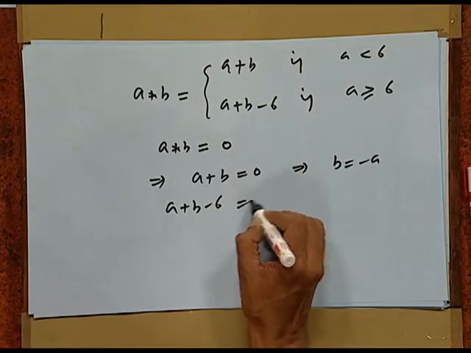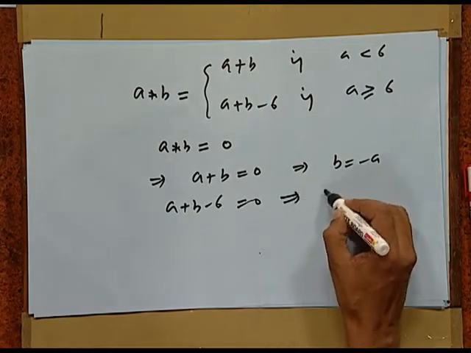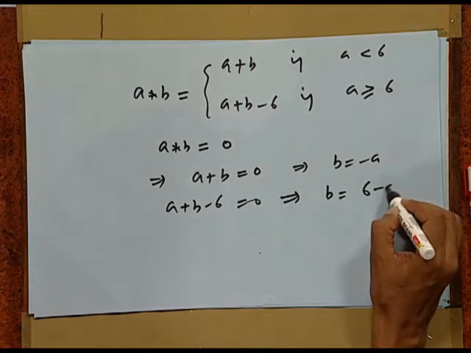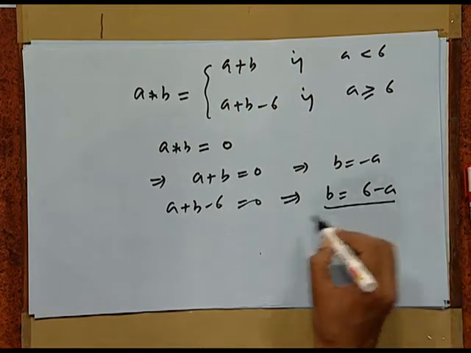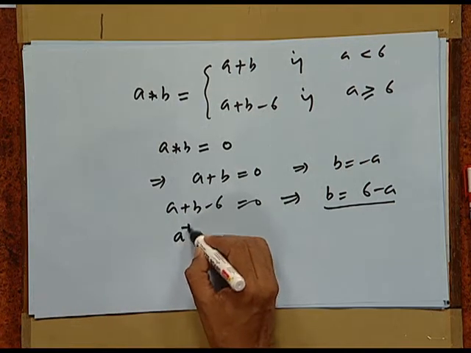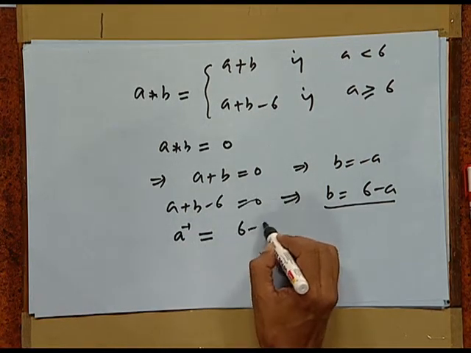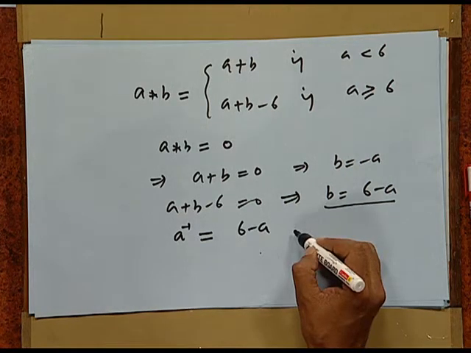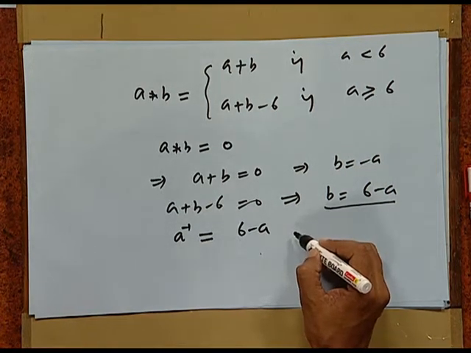So, let us take a plus b minus 6 is 0. This gives b is equal to 6 minus a. Thus, a inverse is simply 6 minus a so long as a is not 0, because if a is 0, then this becomes 6, which is not an element of the given set. So, every non-zero element has an inverse. So, we can say every a other than 0 is invertible.